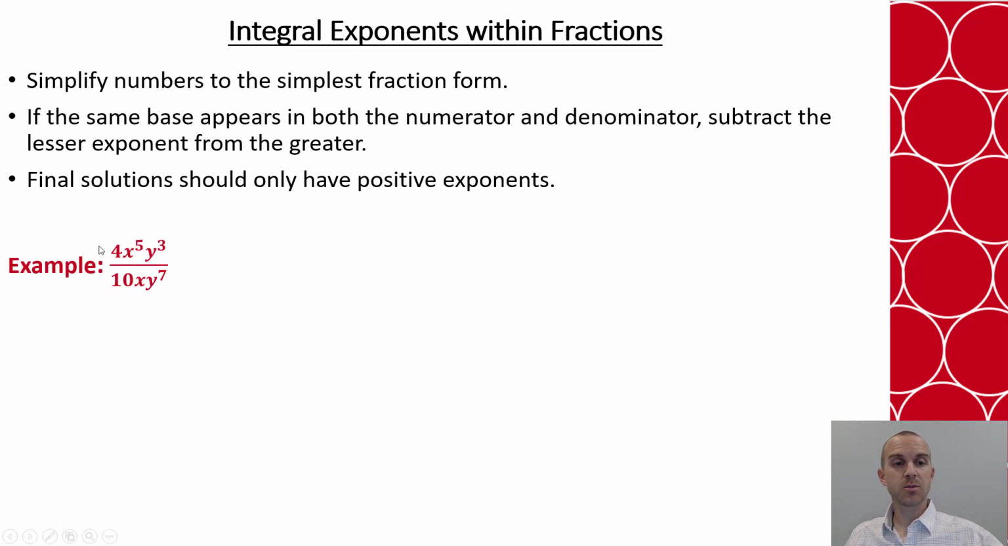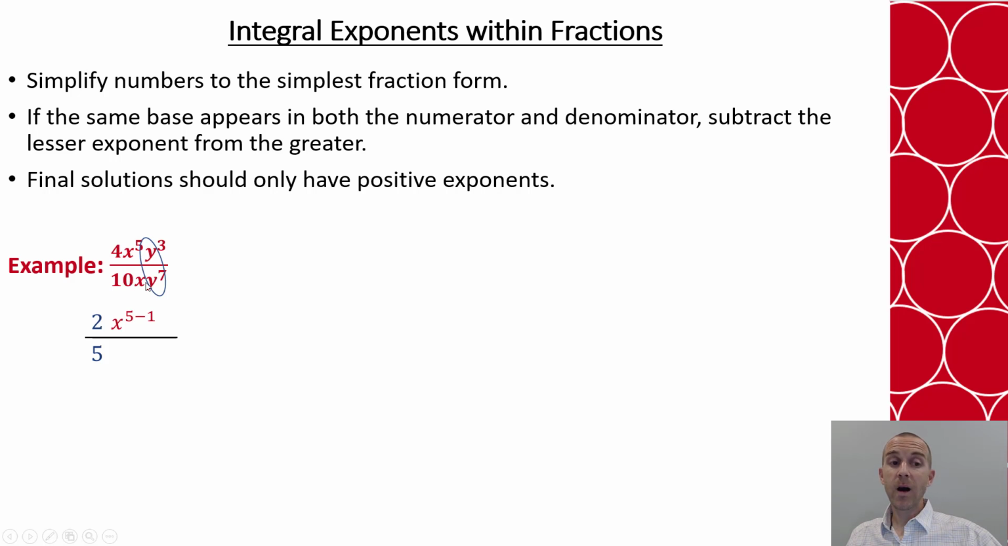So let's look at two examples to finish off. So first, I'm going to start with the 4 over 10. That simplifies to 2/5. Then I see I have x to the 5th and I've got an x in the denominator. Now remember, if it's just the variable x, it always has an exponent of 1. So really I can say that that is 5 and that's a 1. 5 is greater, so I'm going to rewrite that as x raised to the 5 minus 1.